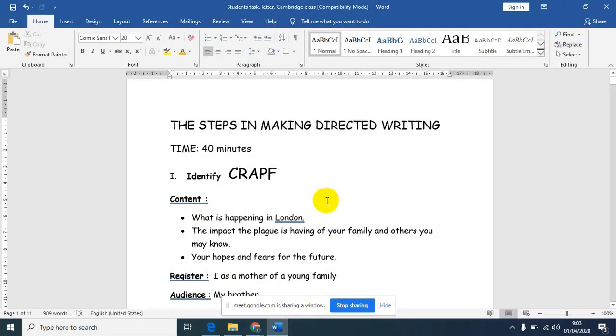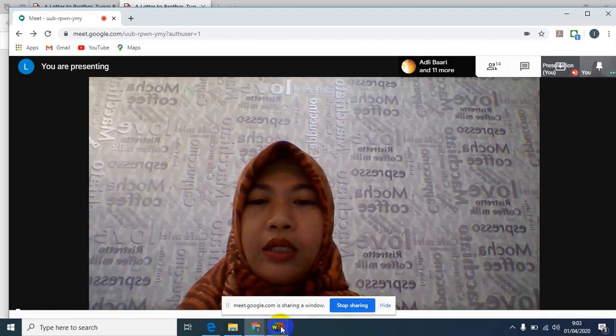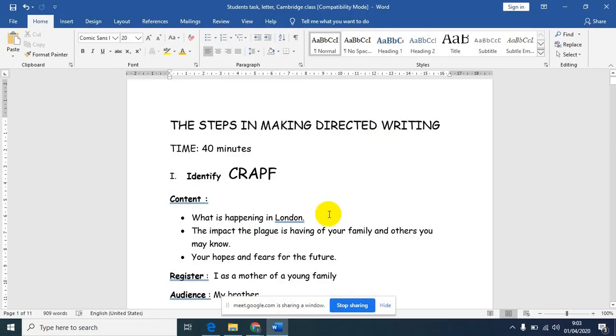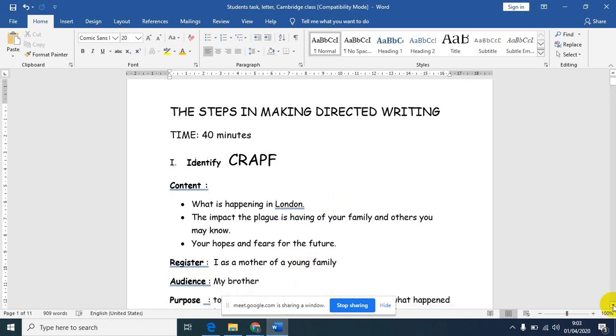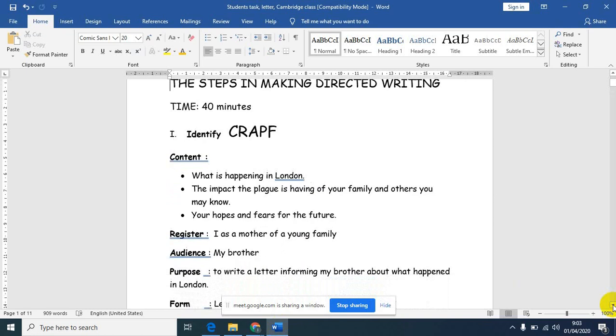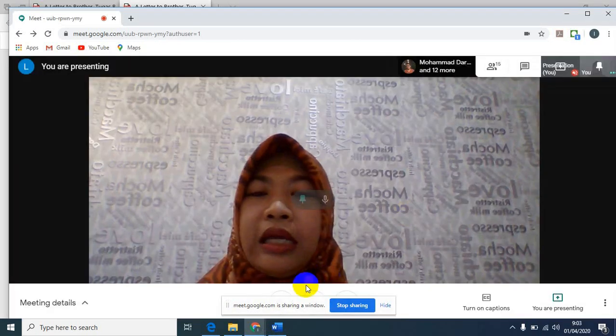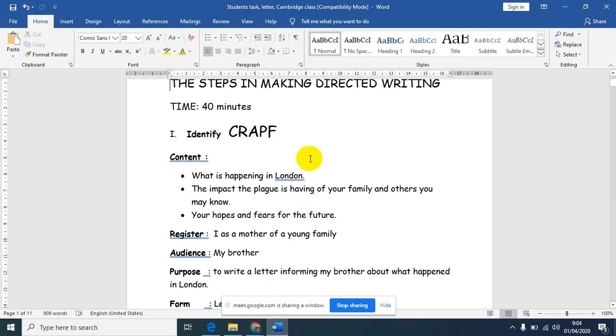Now let's continue with the steps in making directed writing. The time is about 40 minutes. The first one, you are going to identify what I told you before, CRAFT. C is content, which we have already discussed at the previous meeting, but I will remind you once more. So if you do your task, at least you have already understood what you have to do during the reading and writing section for this task. Number 1, content. What is happening in London?